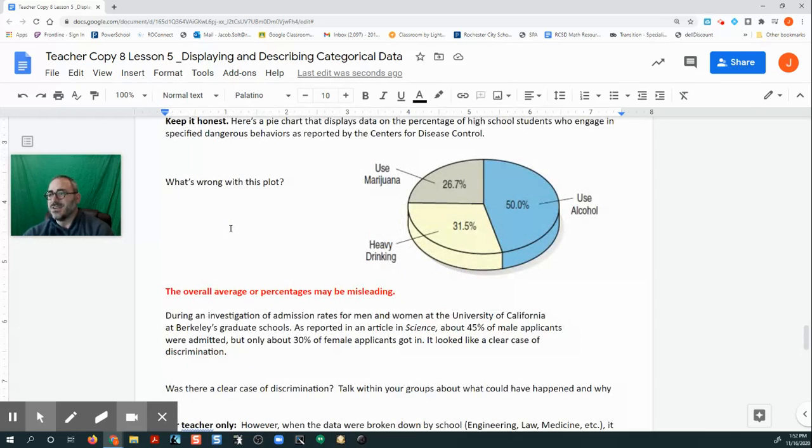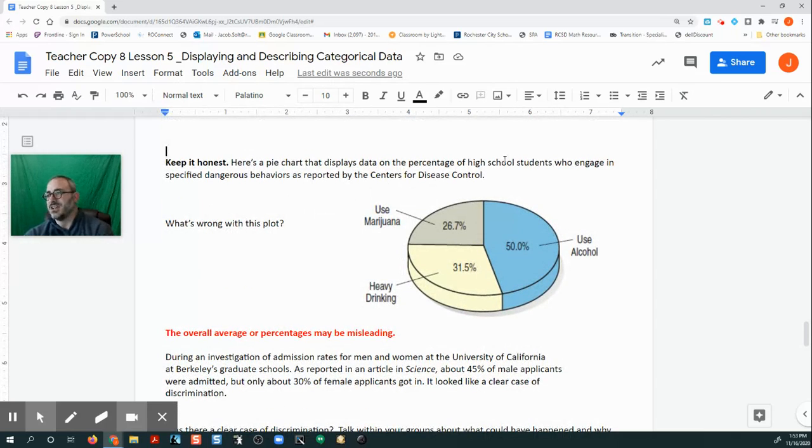Let's keep it honest. So here's a pie chart that displays the data, the percentage of high school students who engage in specified dangerous behaviors as reported by the Centers for Disease Control. So we have marijuana, heavy drinking, use alcohol. What's wrong with this plot? What don't you like about this? Maybe pause the video, give it 60 seconds to think about. What could possibly be wrong with using a pie chart to display this data?